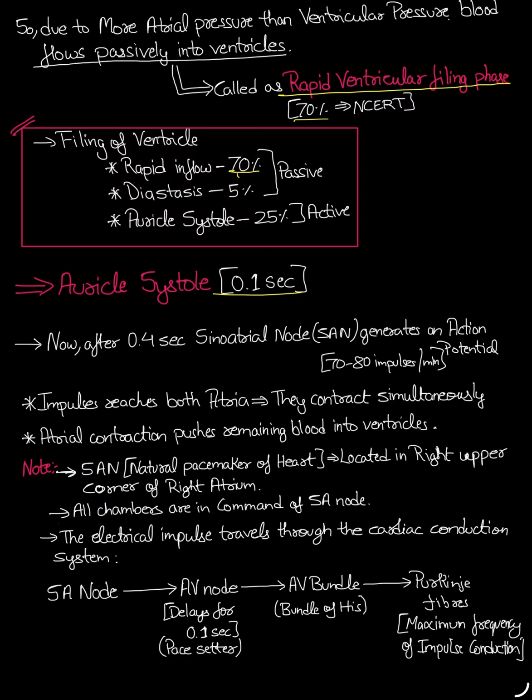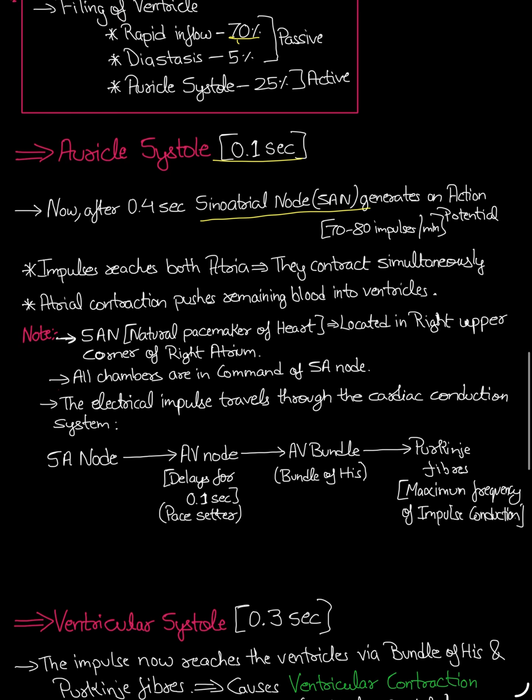After 0.4 second, the sinoatrial node, which is SAN in short form, generates an action potential, and its impulse is around 70 to 80 impulses per minute. Normally it can reach 100 beats per minute also. So impulses reach both atria simultaneously, and contraction also happens simultaneously, and because of this contraction of atria, the remaining blood is also poured down into the ventricle. This is called the 25% or 30% according to NCERT active filling of blood into the ventricles.